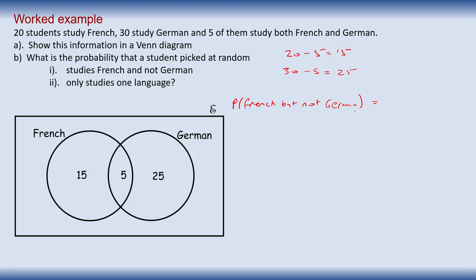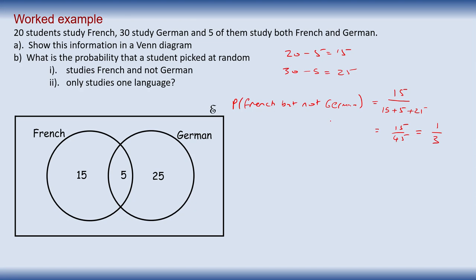Now that's going to be just studying French. We've got 15 students. We can't count these 5 because they study German as well. So it's going to be 15 out of the total number. Total number of students is going to be 15, add 5, add 25. So you can write it at the bottom here, 15, add 5, add 25. So that gives us 15 out of 45. I can simplify that, and it gives me, because 15 goes into itself once and into 45 3 times.